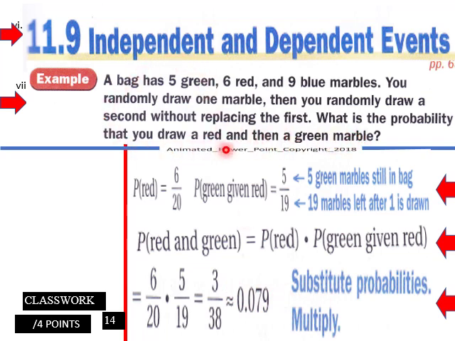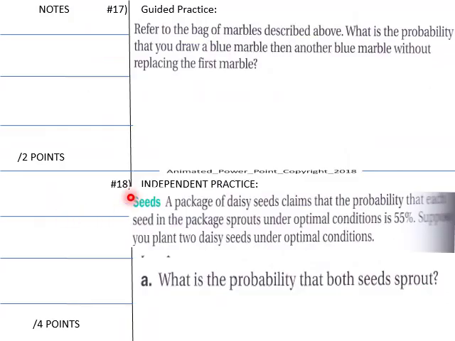So that would be your probability for this condition up here to happen. What is the probability that you draw a red and then a green? It'll be about 8%, 8 out of 100. Refer to the bag of marbles described above. What is the probability that you draw a blue marble, then another blue marble without replacing the first marble?